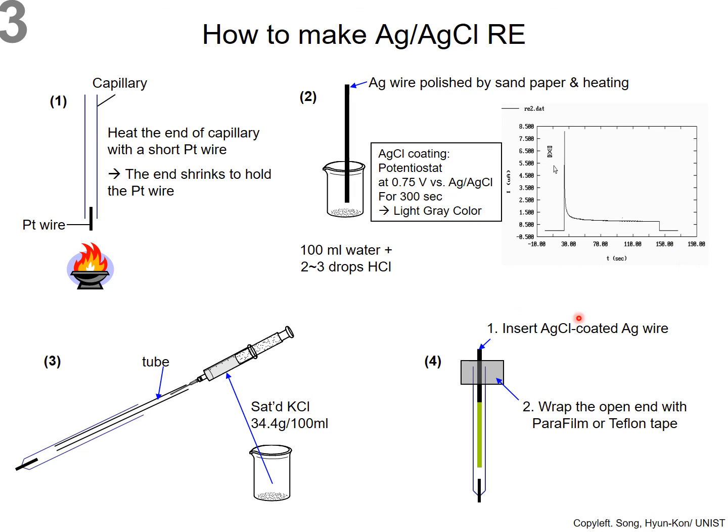Then insert the silver chloride coated silver wire into the capillary having the electrolyte. Finally, wrap the open end with parafilm or Teflon tape. That is the silver chloride reference electrode.